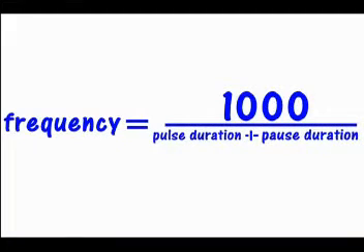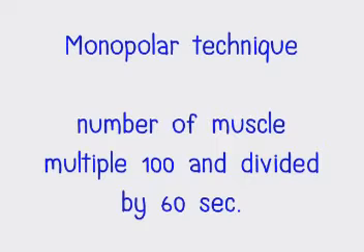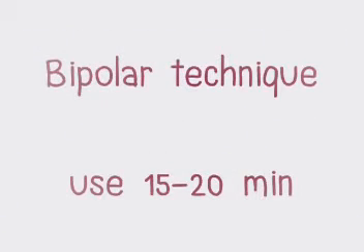For frequency, you can calculate from 1000 divided by pulse duration plus pulse interval. For time, it depends on the technique. If you select the monopolar technique, you can find the time from the number of muscles supplied by the nerve, multiplied by 100, divided by 60 seconds.